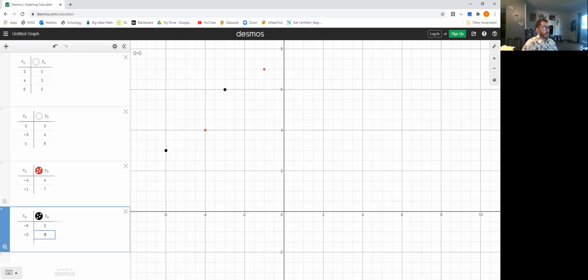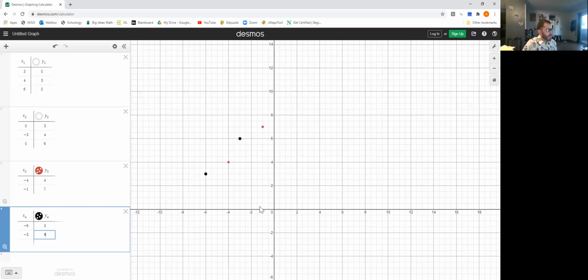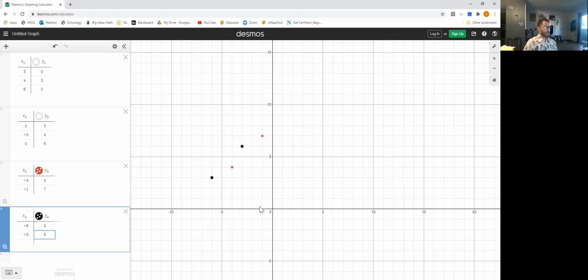Let's check our work. I'm going to zoom out so that we only get 1 box for each unit. So we have this red line segment here with these 2 red endpoints. Imagine the red line connecting the 2 dots. And we have this imaginary black line with 2 endpoints in black.